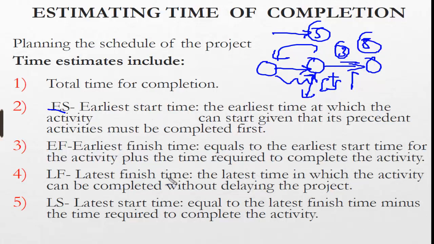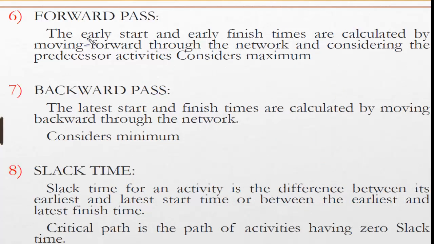Now what is the latest finish time? It is the latest time by which the activity can be completed without delaying the project. We will see this in detail in the example. Then there is the latest start time, equal to the latest finish time minus the time required to complete the activity. We'll see that properly in the example. I'm just giving you some idea about these terms, because they can be properly understood only with the help of an example.